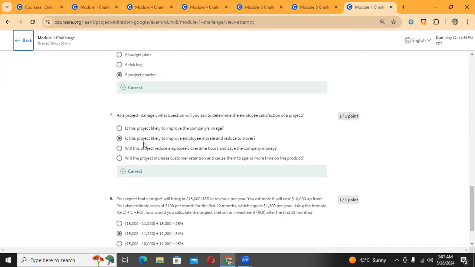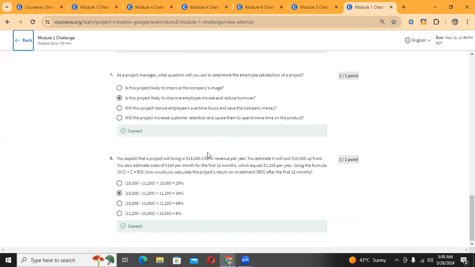is: is this project likely to improve employee morale and reduce turnover? So to gauge the potential impact of the project on employee satisfaction, you need to ask if the project is likely to improve morale and reduce turnover. So B is the correct answer.